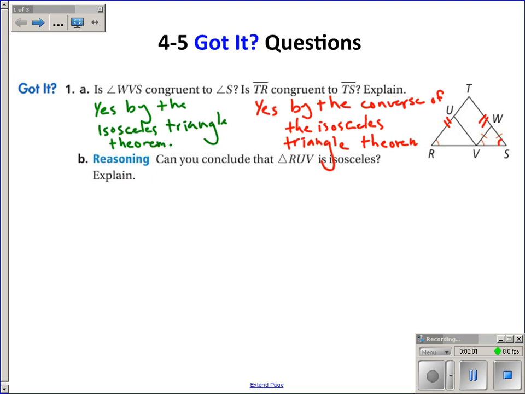Okay, part B. Can you conclude that triangle RUV is isosceles? So I'm looking at this other triangle in here, and as you look at it, there are no two sides that are congruent, and there are no two base angles that are congruent. So the answer would be no, because I can't use either theorem. All right, that's number 1.